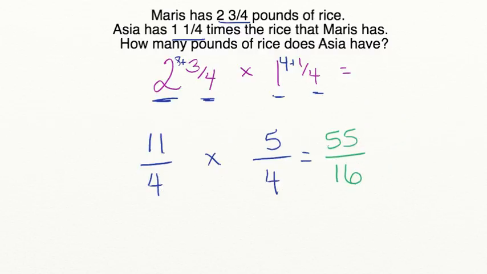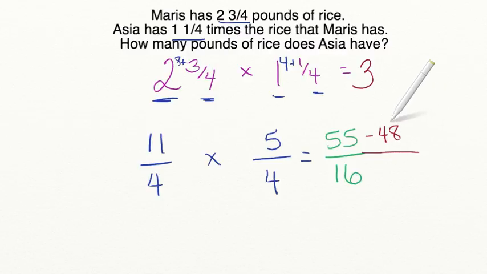But careful, we're not done yet. We need to change this back into a mixed number. To do that, we need to find out how many times our denominator can go into our numerator. 16 can go into 55 3 whole times. 16 times 3 equals 48.